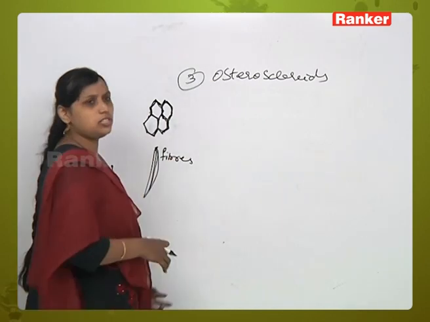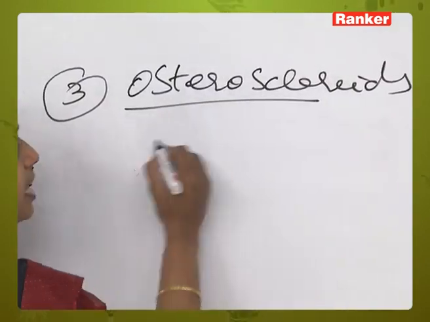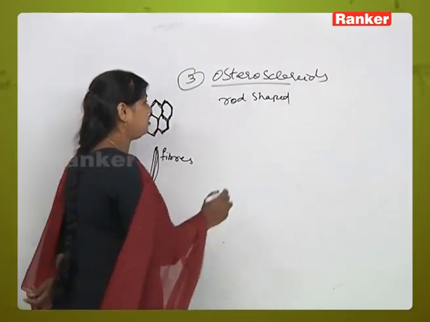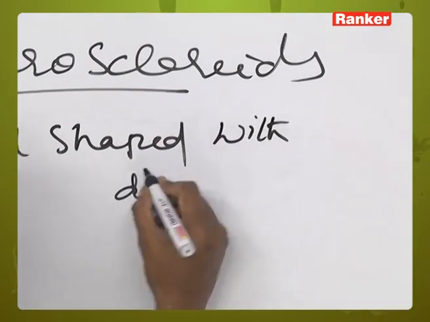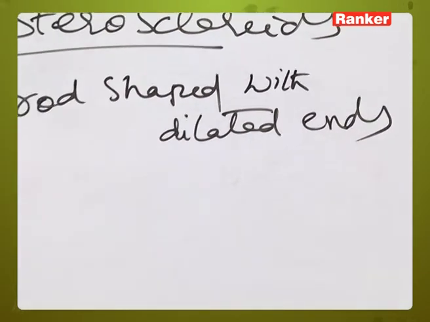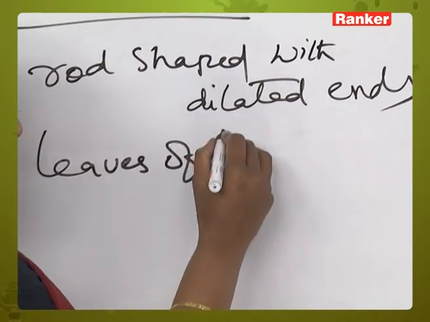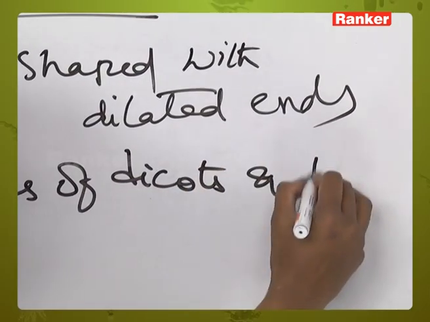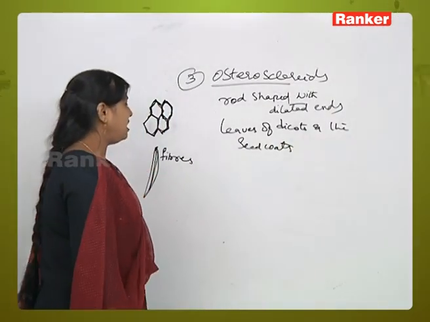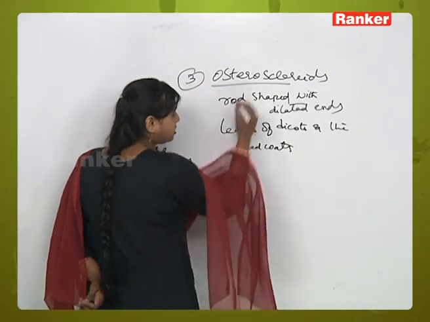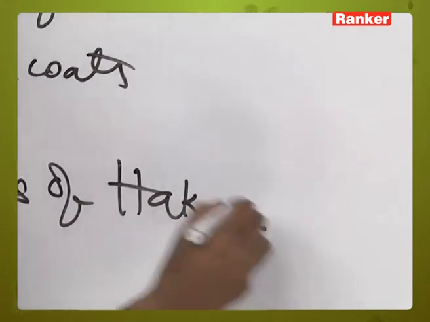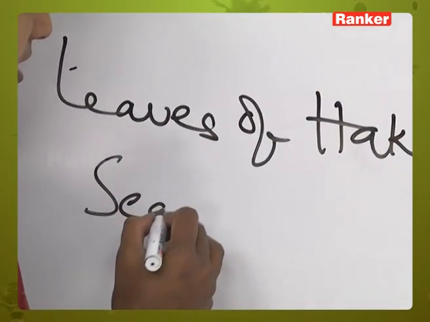Third one is osteosclerites. These are also rod shaped with dilated ends. Now, these are common in the leaves of all the dicots and the seed coats. Now, where do you see these osteosclerites? You will see them in the leaves of Hakea, and you will also see them in the seed coats of peas.